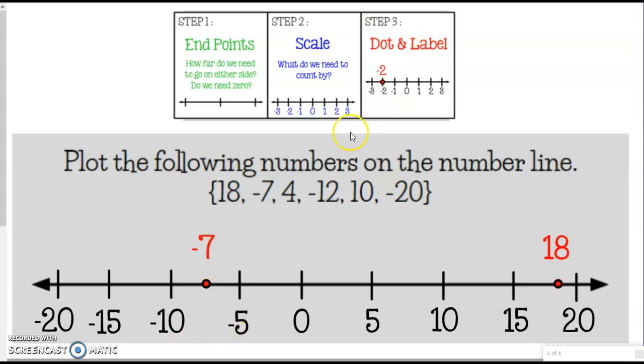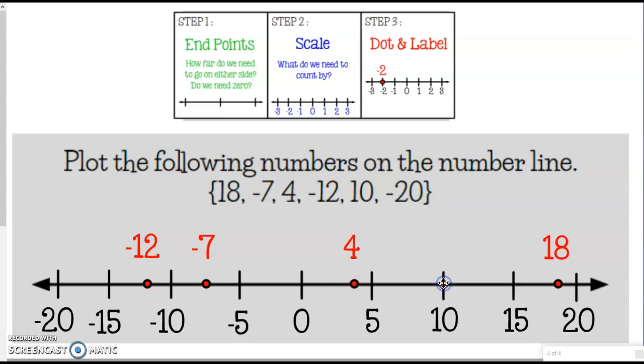Got to have both. Okay, notice my scale's on the bottom. Labels are on top. 4 is going to be pretty close to 5. Okay, a little bit closer to that, between 0 and 5. Dot and label. -12, that's going to be between -15 and -10. So I'm going to have my dot just maybe a little closer to -10, but right about the middle. Okay, it doesn't have to be perfect. It just needs to show that you know where that number should go. Okay, and again, dot and label.